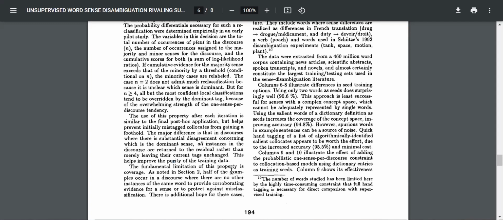The fundamental limitation of this property's convergence is coverage. As noted in section 2, half of the examples occur in a discourse where there are no other instances of the same word to provide corroborating evidence for a sense or to protect against misclassification.